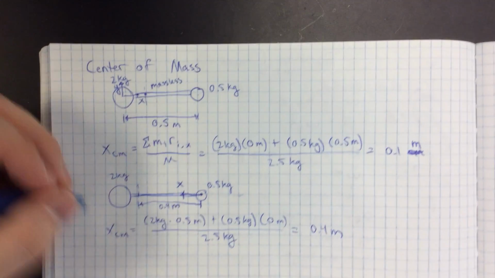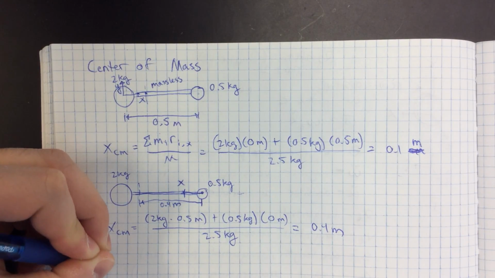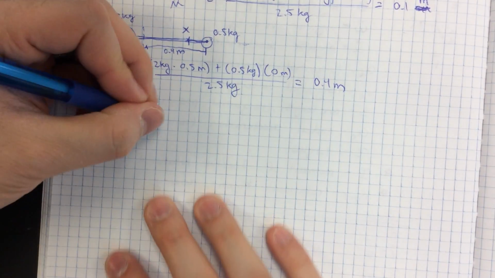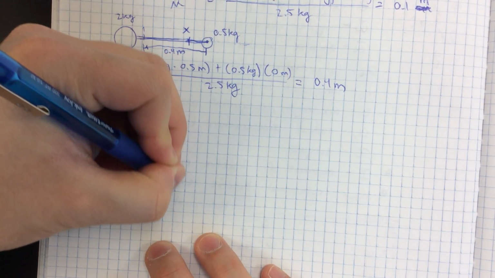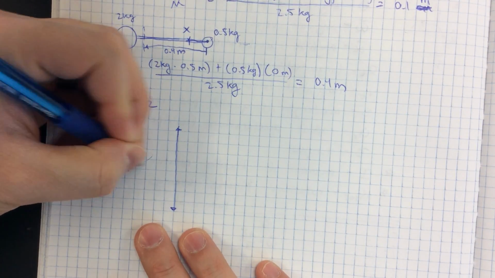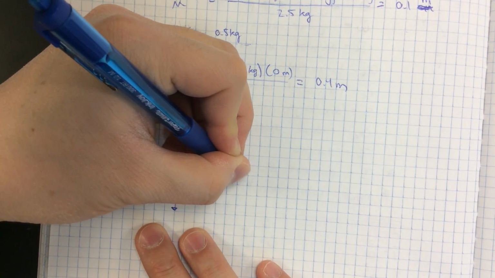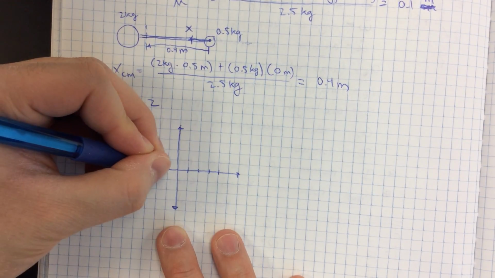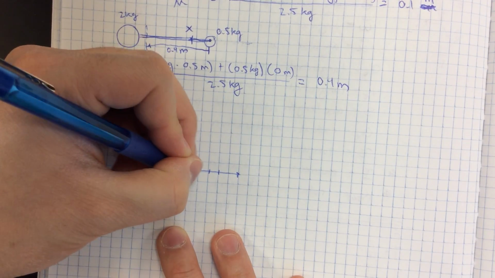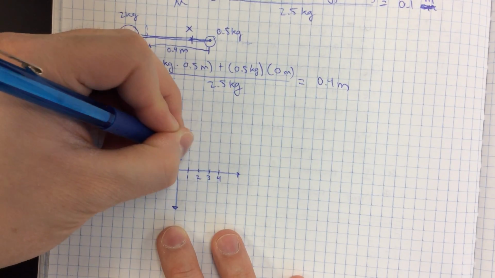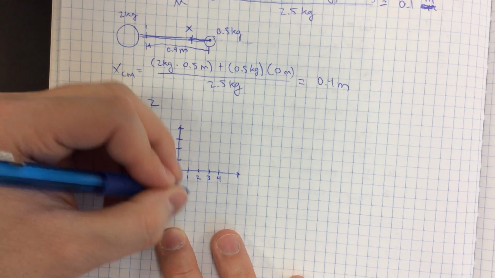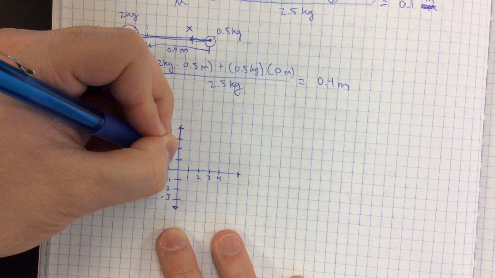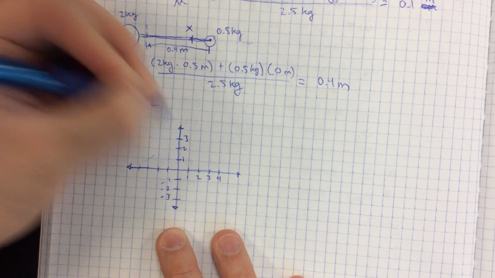Here, we'll just do it like this. Example 2. Okay, I'm going to use this grid. Let's say this is actually marked off, right? This will be 1, 2, 3, 4. Same thing, 1, 2, 3, or negative, and 1, 2, 3.